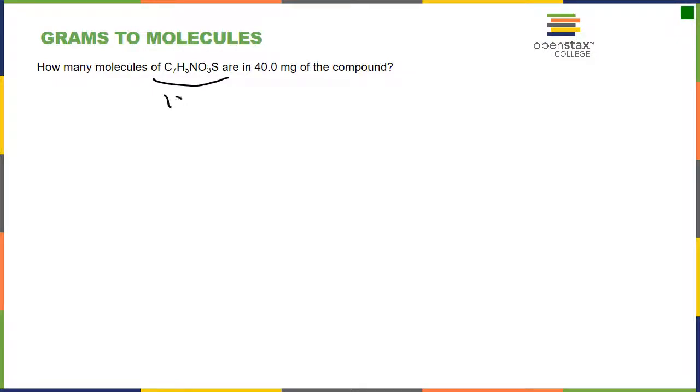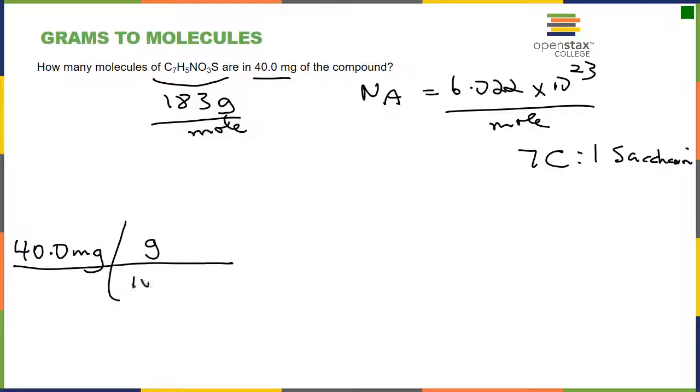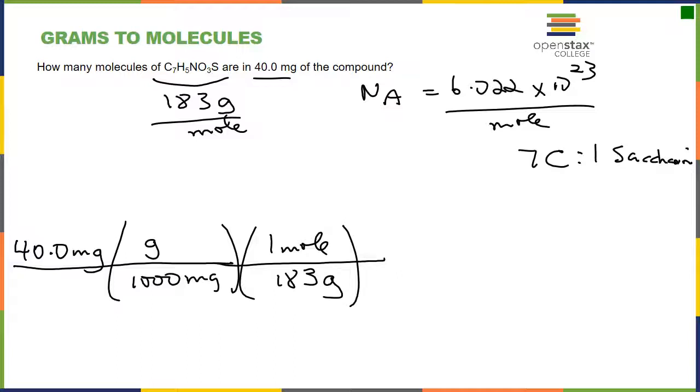So we have 183. Now note that's 3 sig figs, so I'm going to stop the molar mass at 3 sig figs. That's grams per mole of the saccharin. We know that Avogadro's number is 6.022 times 10 to the 23rd per mole of anything, and we know there's 7 carbons for every 1 saccharin. With all of this in mind, 40 milligrams. Make sure we remember our metric prefixes. We know that there is a gram for every 1,000 milligrams. This is going to give us grams of saccharin. We know there's 1 mole of saccharin for every 183 grams of saccharin. And this is going to give us moles. Now I'm going to stop the math here just to make it maybe a little bit clearer. And this is going to be 0.000218. And I've got an extra sig fig here, mole of saccharin.